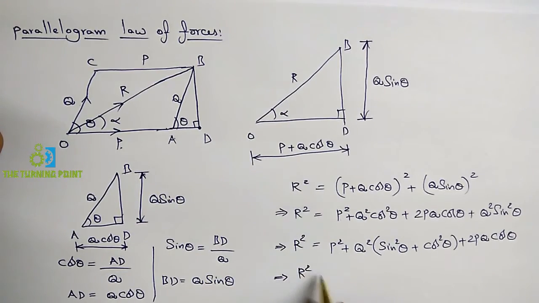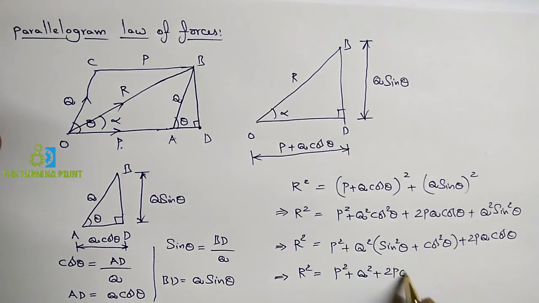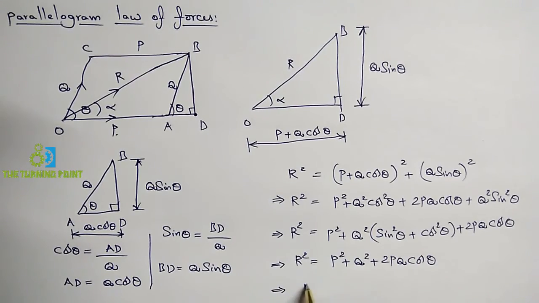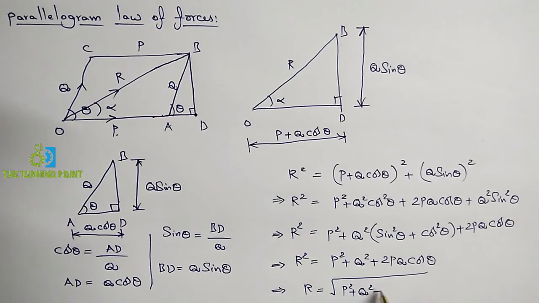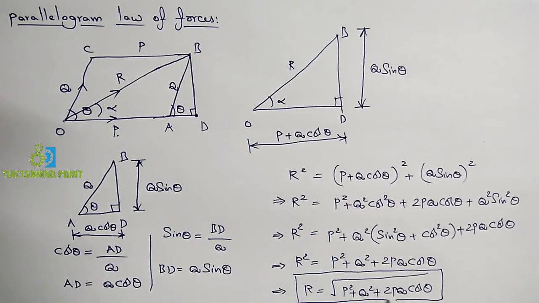If I simplify it further, R square is equal to P square plus, we know that sin square theta plus cos square theta value is 1, so Q square into 1, plus 2PQ cos theta. So this is for R square. I just want to find the value of the resultant. So R is equal to the square root of P square plus Q square plus 2PQ cos theta. This is the relation for resultant magnitude. If you want to find the resultant magnitude, you can use this relation.